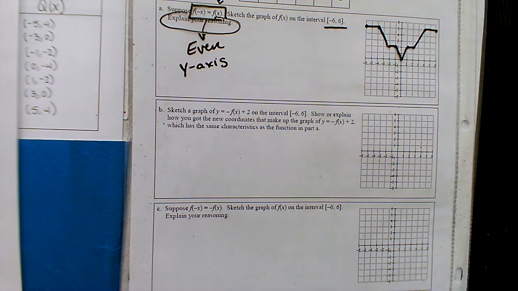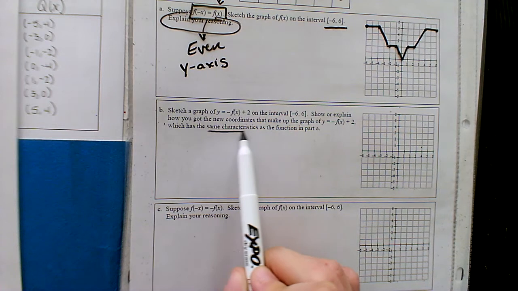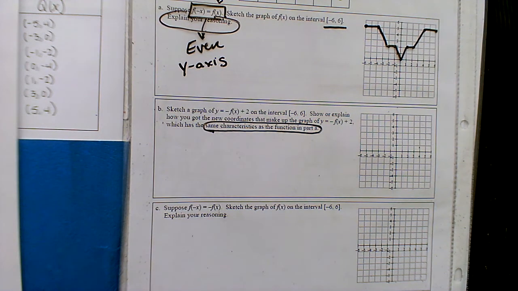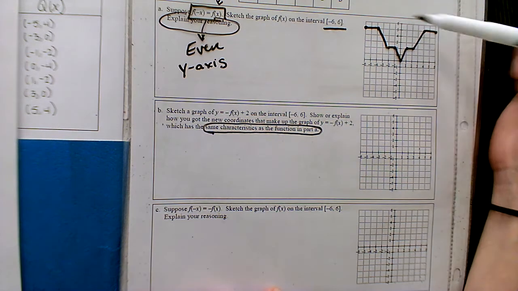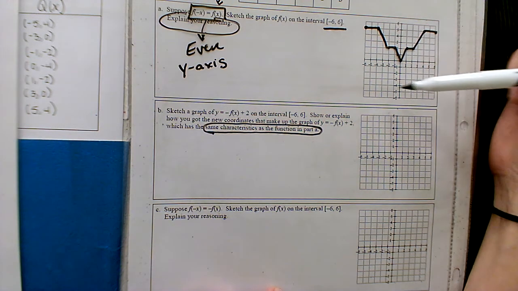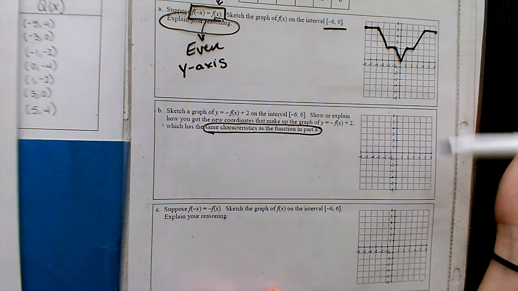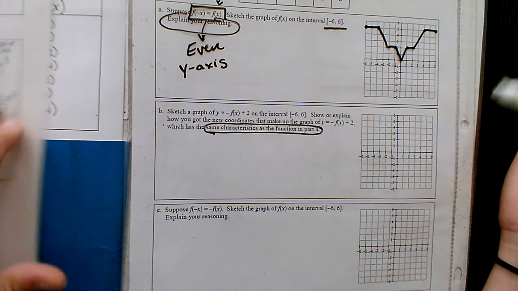All right, let's try B. Sketch a graph of that equation on the interval from -6 to +6. Show or explain how you got the new coordinates for that, which has the same characteristics as the function in part A. All right, so if it has the same characteristics, we're basically taking the same graph. So we're going to use this graph from part A to help us figure out this graph down here.